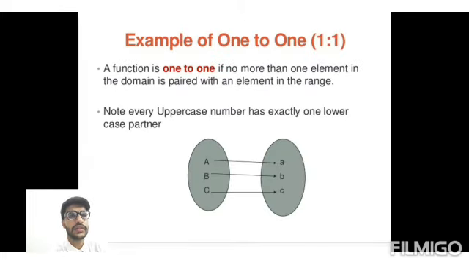Example of a one-to-one function: no more than one element in the domain pairs with an element in the range. You can see A is paired with A, B with B, and C with C. Domain and range are equal. Note that each upper case element has exactly one lower case partner.